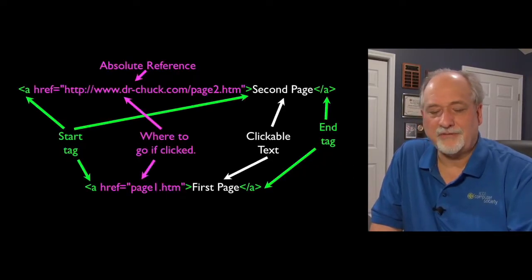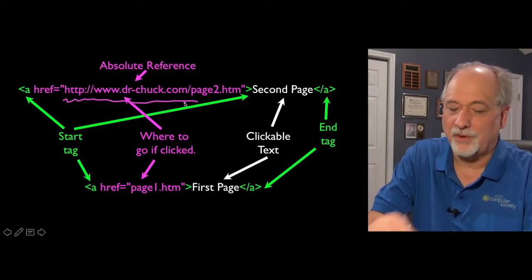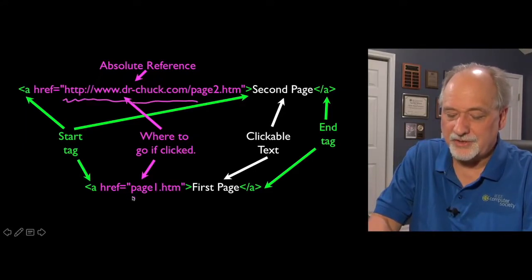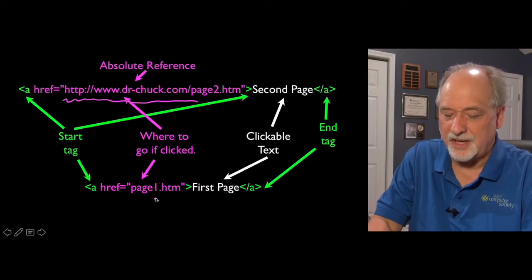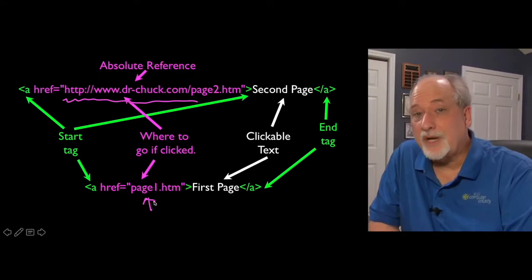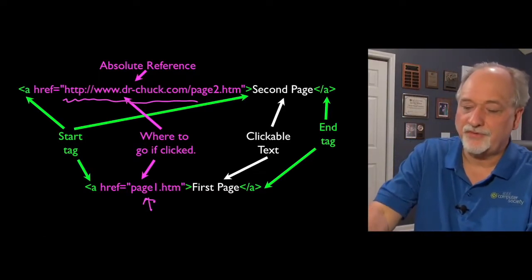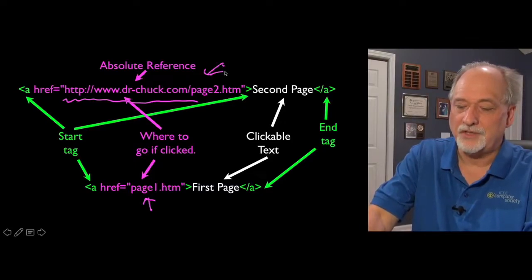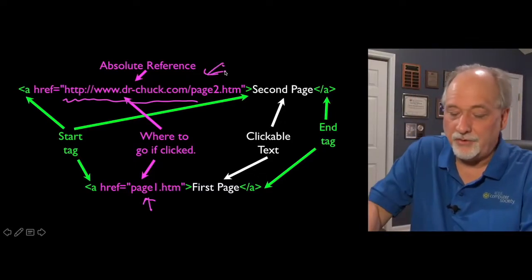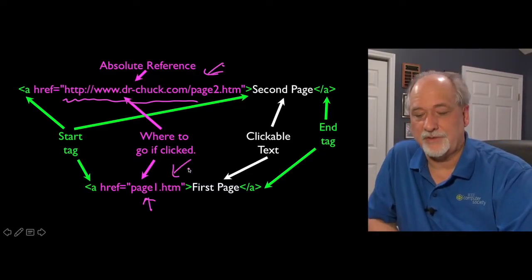And so these absolute references are references that start with HTTP or HTTPS or whatever, and relative references don't. That basically means that this page1.htm file has to be in the same folder as whatever file we happen to be viewing right now on the same server. So if you want to switch folders or switch servers, you have to use absolute references. And if you are just moving between files on the same server, you can use relative references.